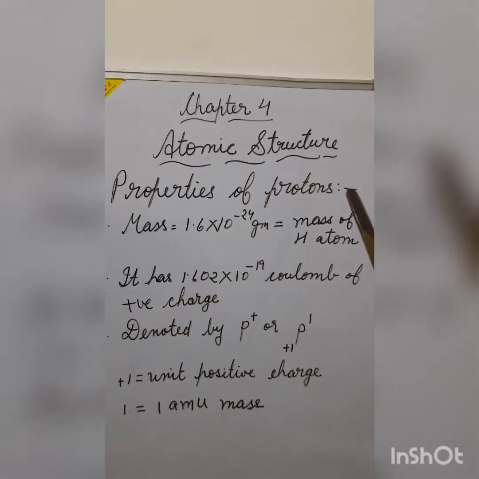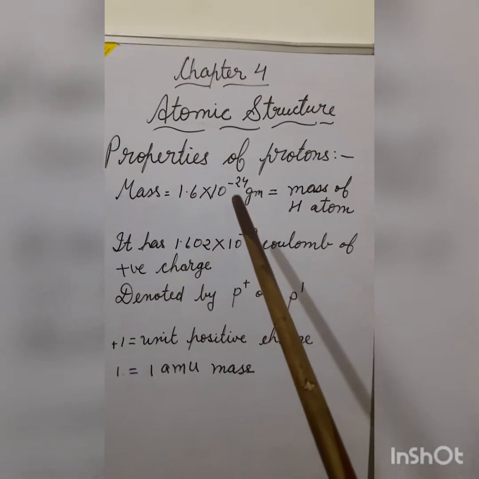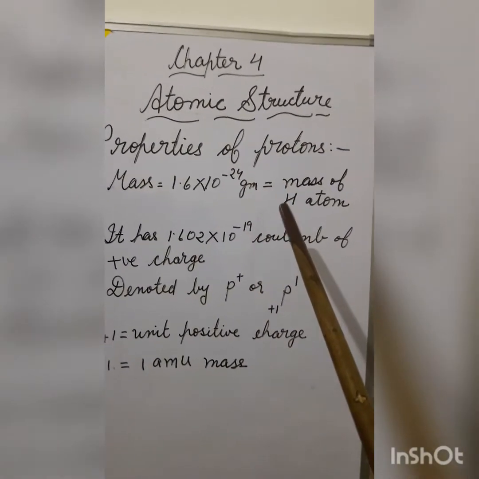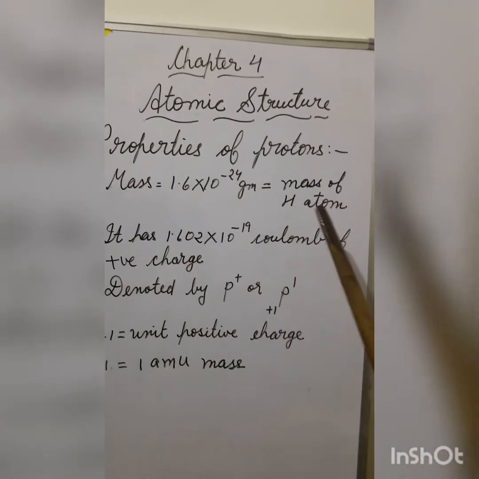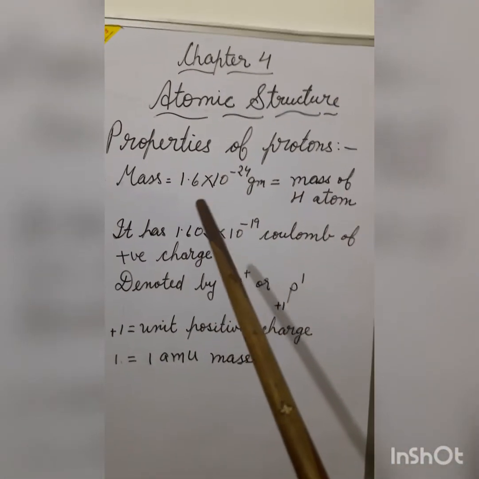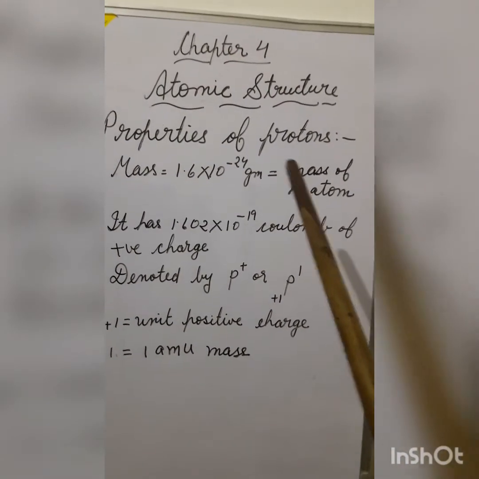Properties of protons. Protons have a mass of 1.6 × 10^-24 gram, which is equal to the mass of hydrogen atom. That means mass of proton is 1837 times the mass of electron.